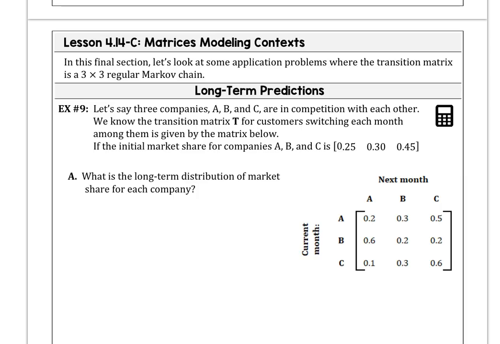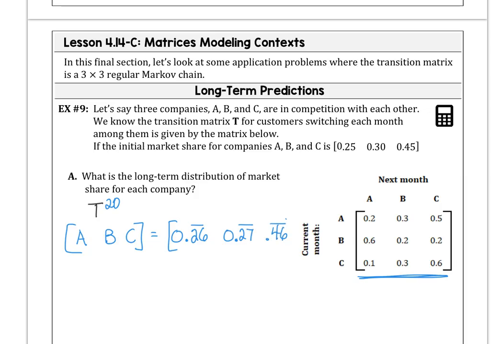And we've seen we can do that by taking the matrix T and raising it to some large power. You know, my favorite is the 20th power. So if we raise this matrix to the 20th power, we're going to get 0.2626 repeating for A. So A, B, C is going to be 0.26 repeating. And the B value is going to be 0.27 repeating, 2727, and then 0.46 repeating for C.